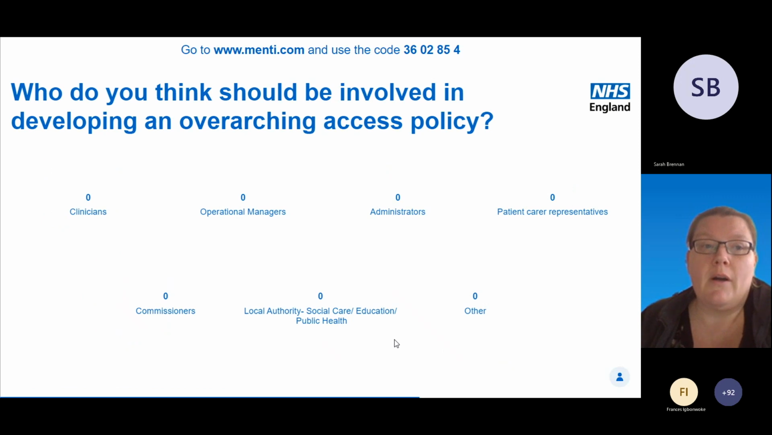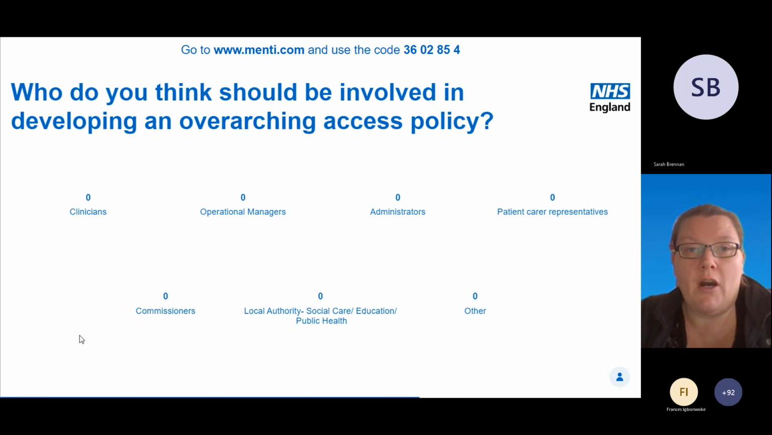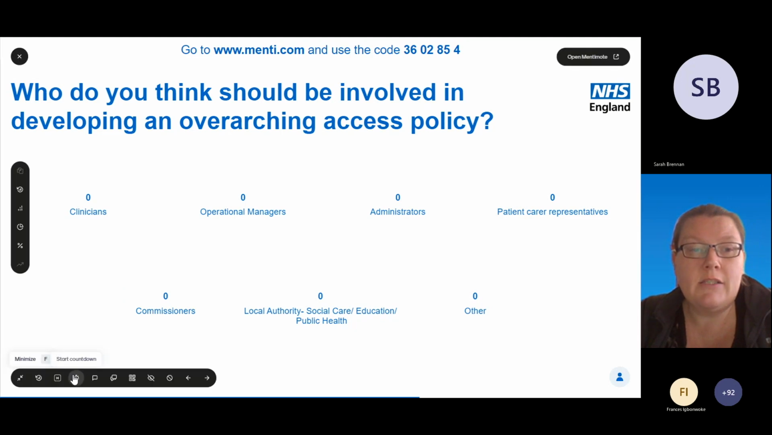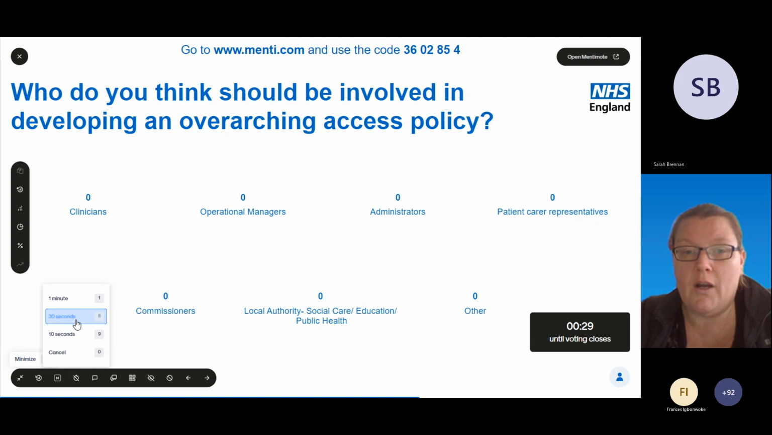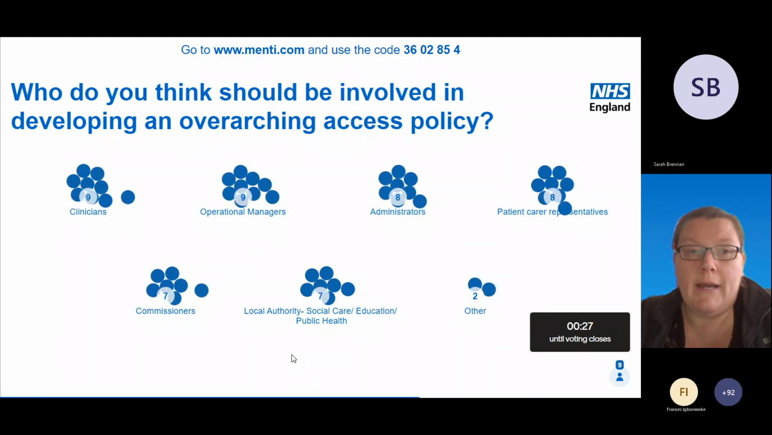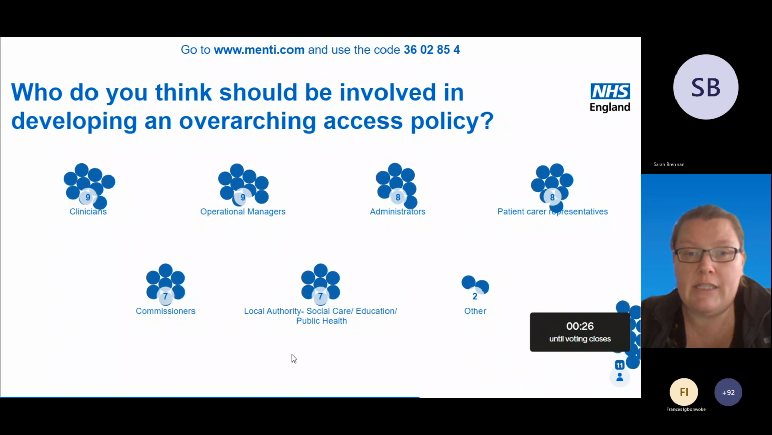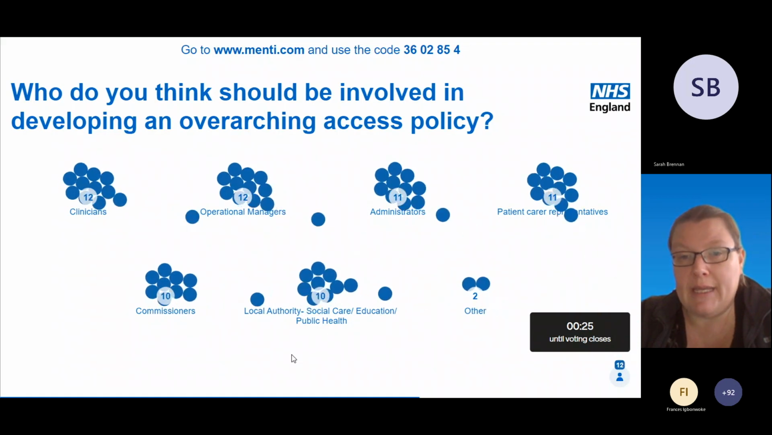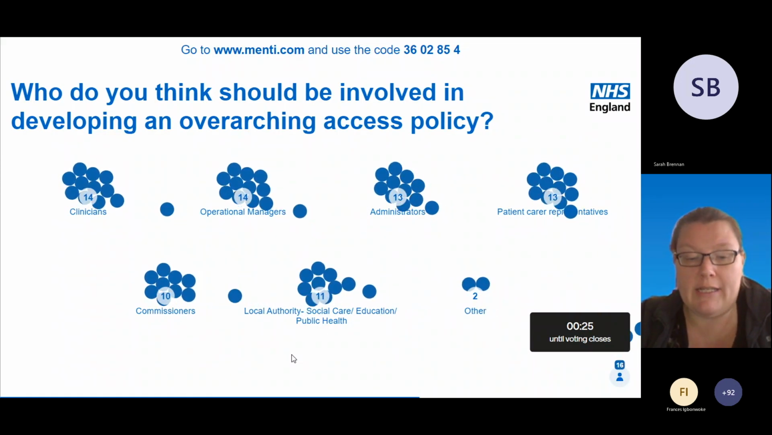So the first one is who do you think should be involved in developing an overarching access policy? So this is multiple choice, and I'm going to put 30 seconds on the clock. So do you think it should be clinicians that are involved, operational managers, patient carer reps, your local authority, social care, education, public health, any other colleagues?